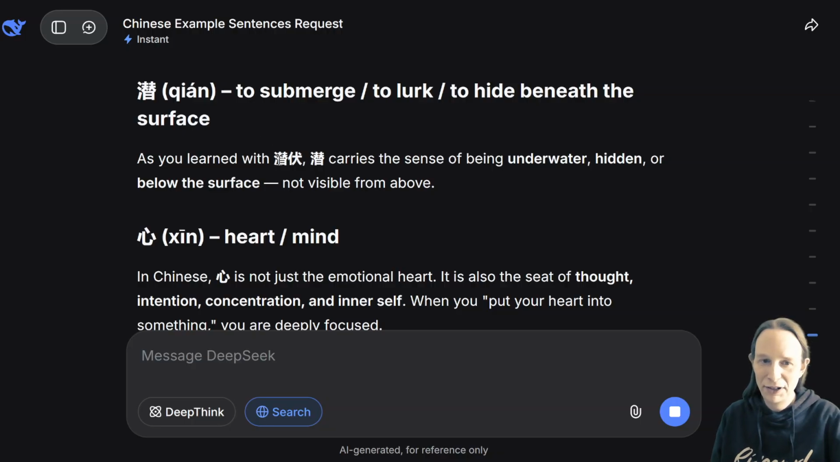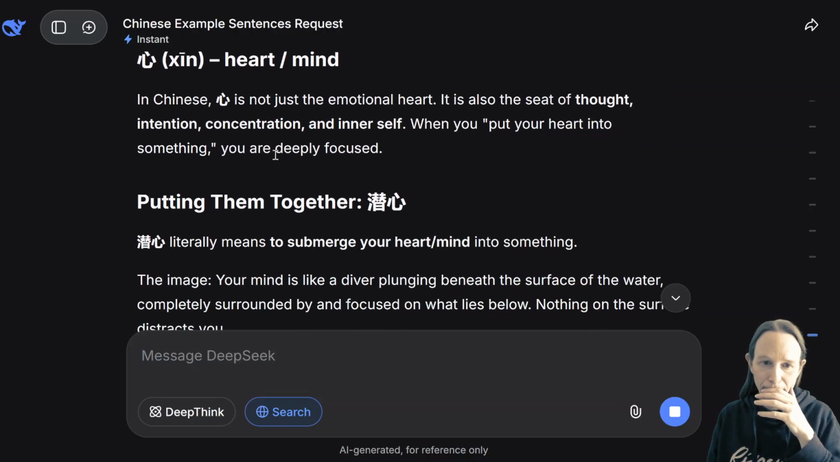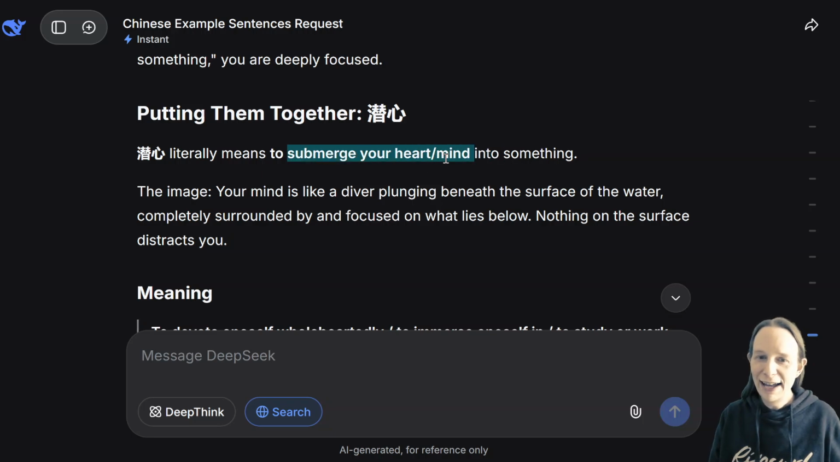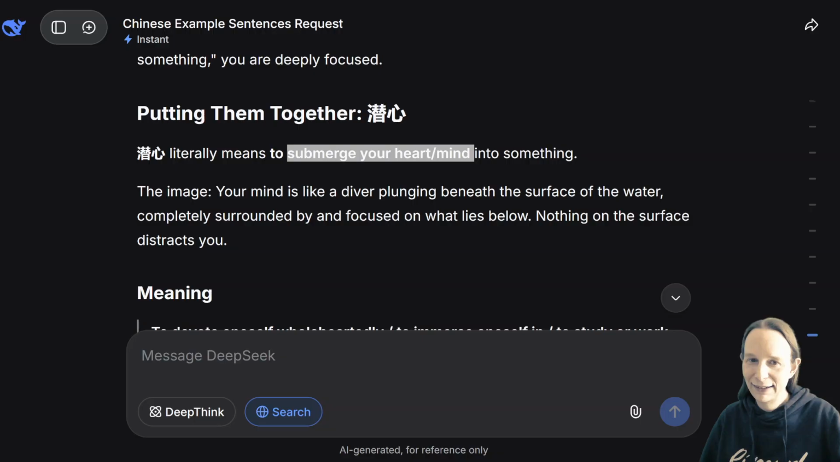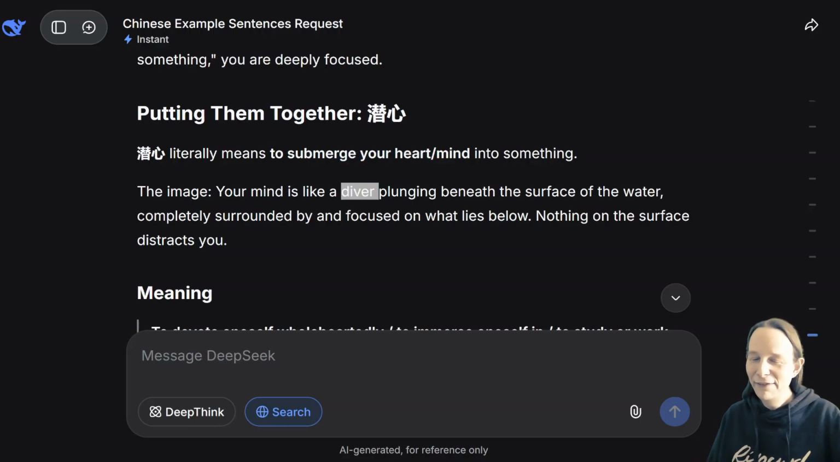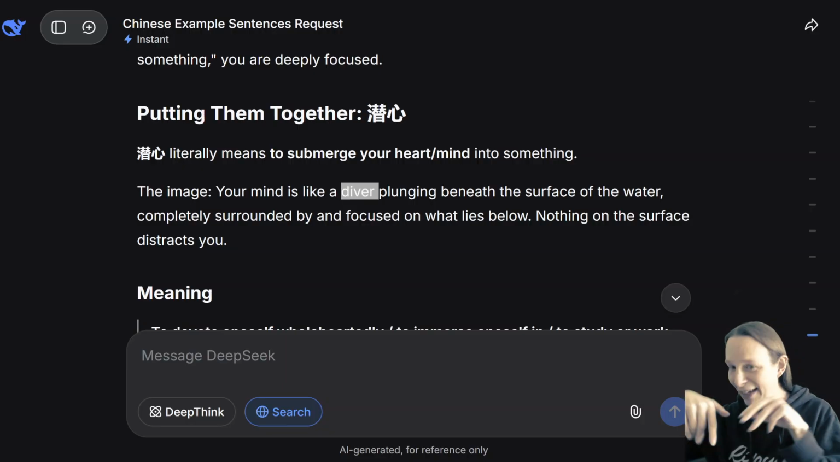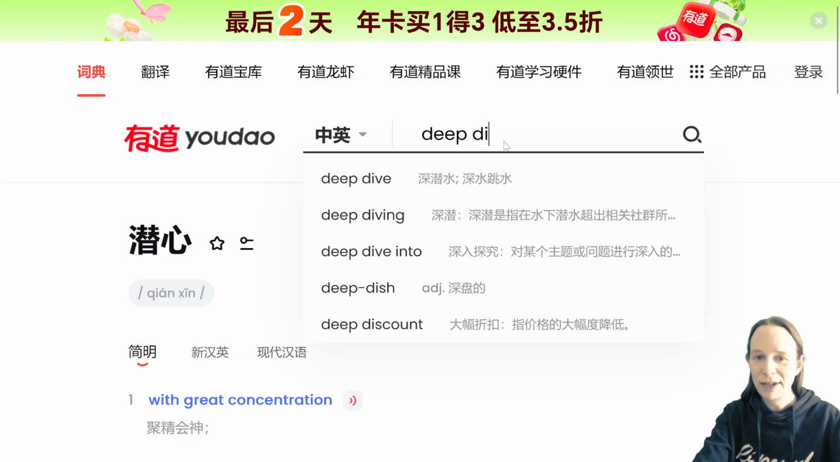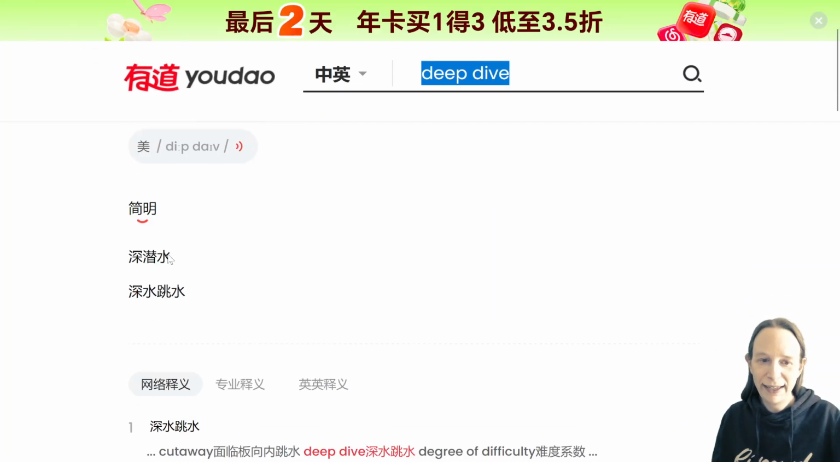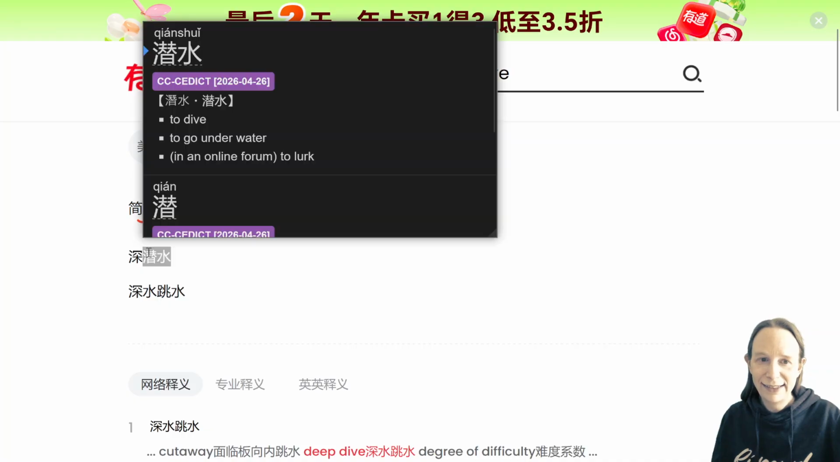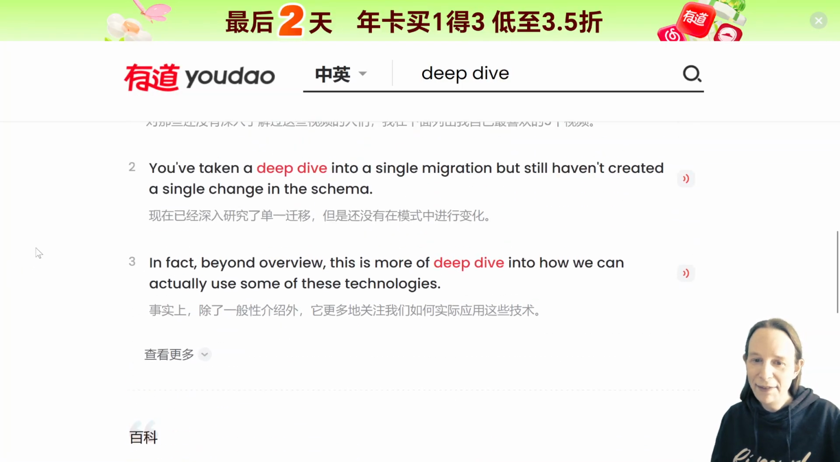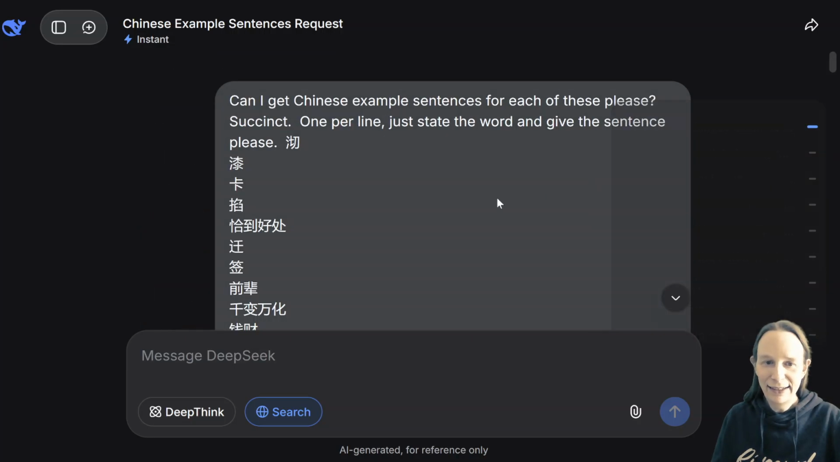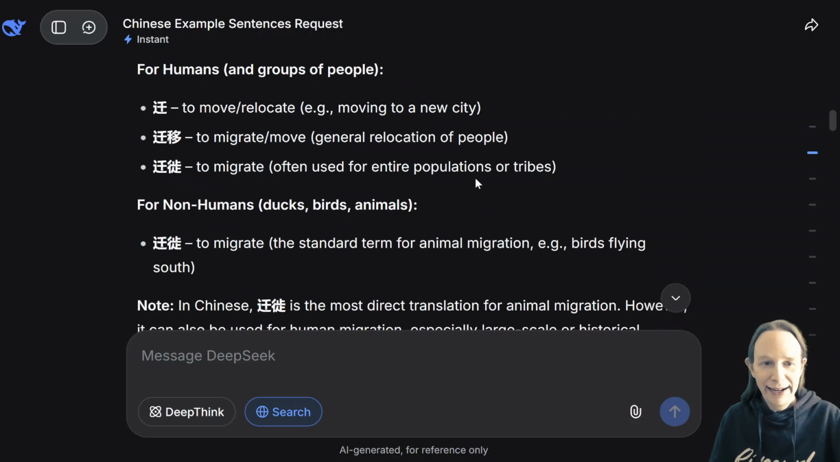So submerge. Submerge your heart, mind. All right. So I need to envisage someone going for a deep sea dive, but a deep sea dive into a topic. You do say deep dive in English. Deep dive into a topic. Yeah, 潜水. Deep dive into a topic. I guess that's the idea. 潜心. Anyway, we've done it now.